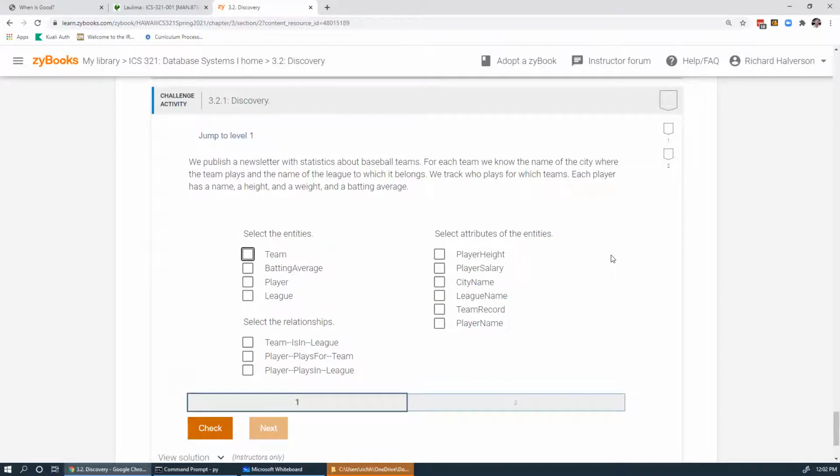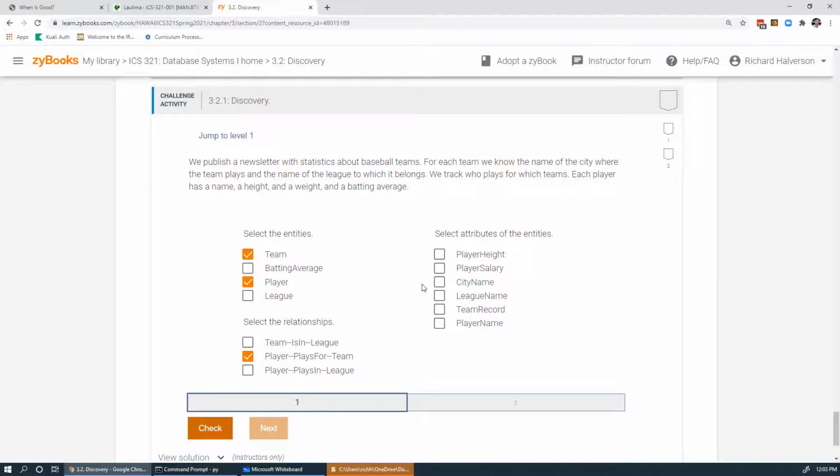Okay, here we are. We publish a newsletter with statistics about baseball teams. For each team, we know the name of the city where the team plays and the name of the league to which it belongs. We track who plays for which teams. Each player has a name, a height, a weight, and a batting average. So it looks like we've got teams and players. Select the entities. I'm going to say team and player.